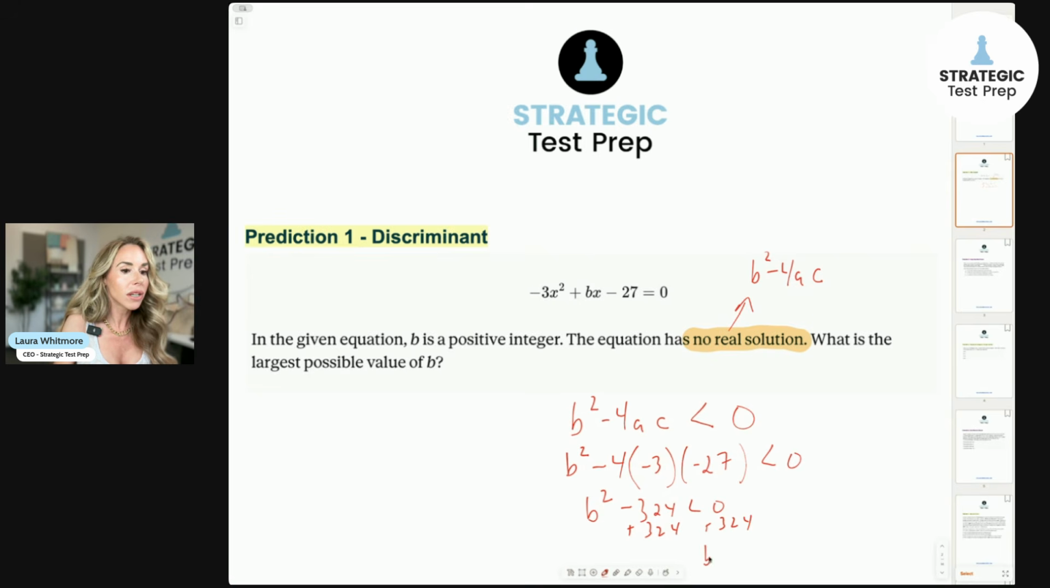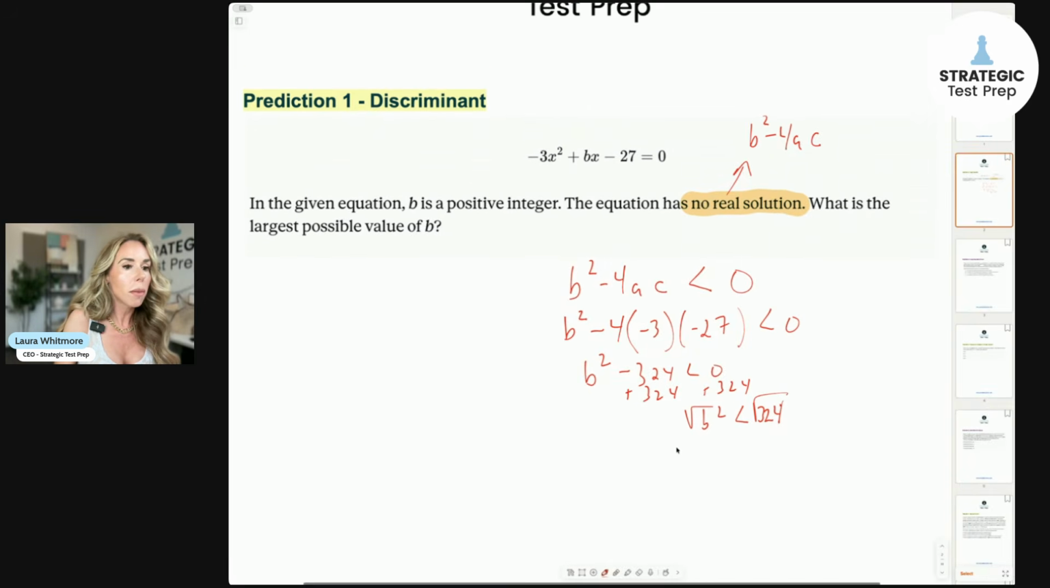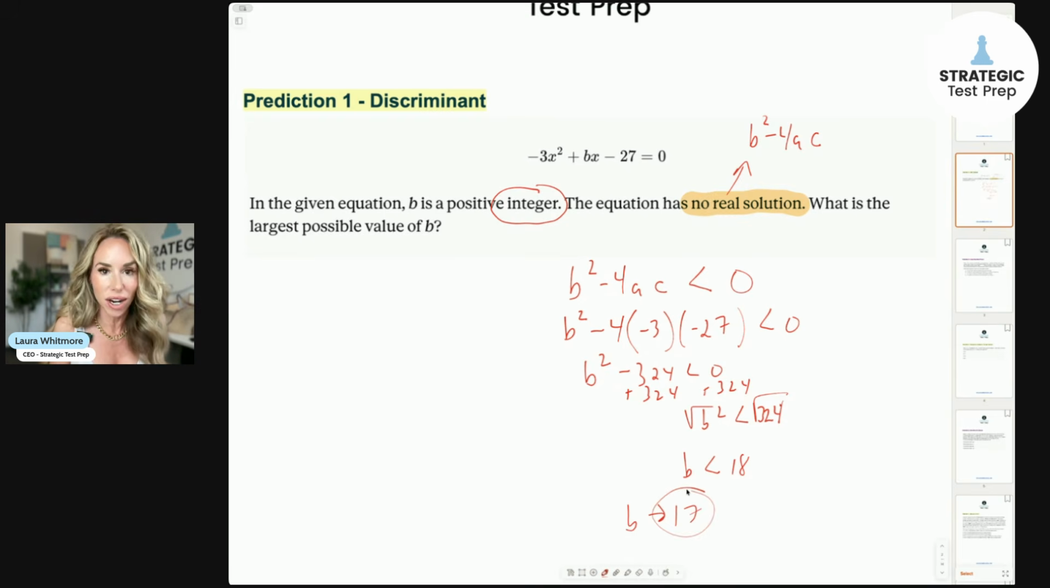Okay, but we have to add it to the other side. So that means b squared is less than 324. And then we're going to square root both sides. Oh, I hope 324 is a perfect square. Let's find out. It sure is. Okay, so what does that mean? Well, it means b is less than 18. So they said b is an integer. That means it's a whole number. If it's less than 18, the largest it could be is 17. So 17 is going to be your answer.